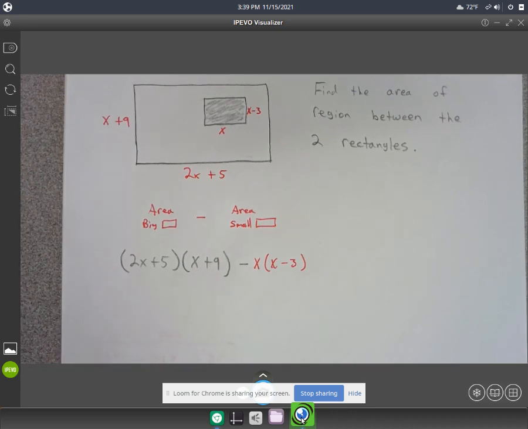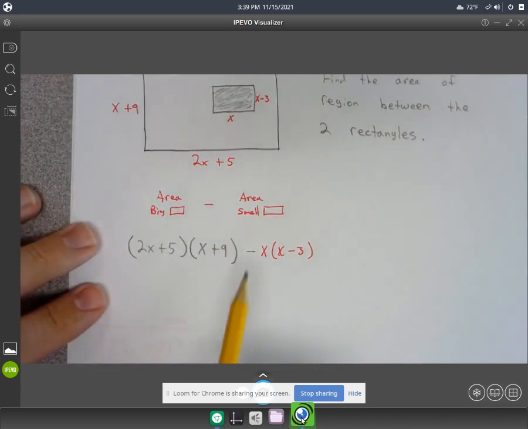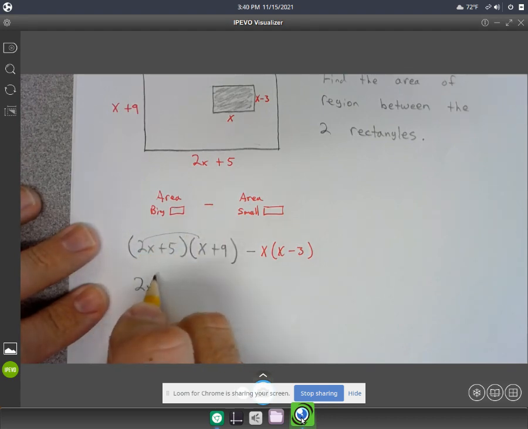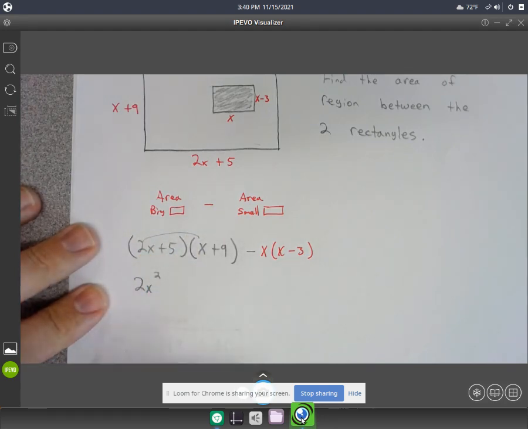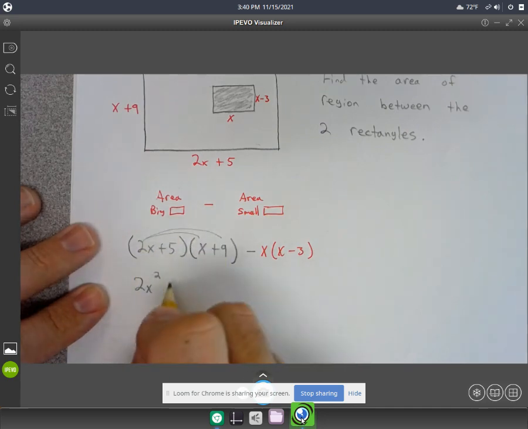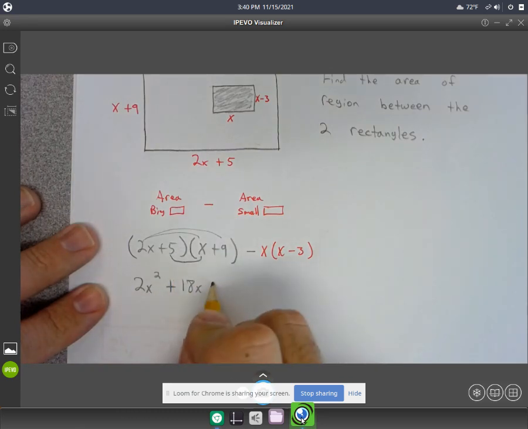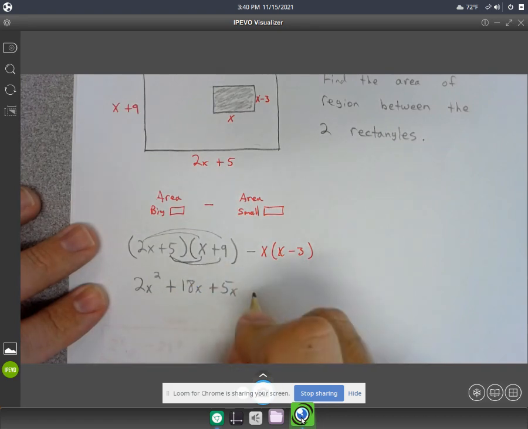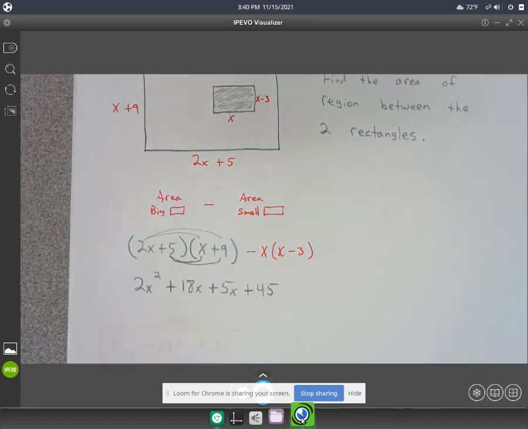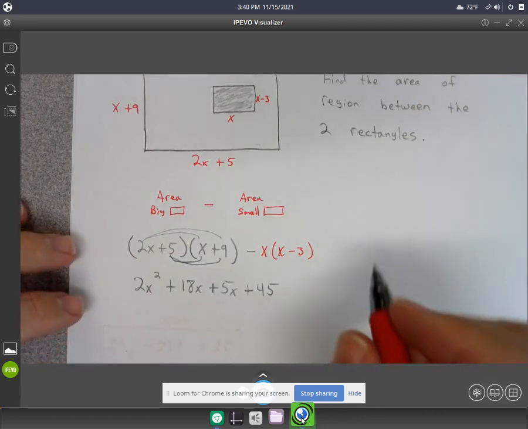Of course, we've got to do the double distributive property here. So 2x and x will make 2x squared. 2x and a 9 will make an 18x. 5 and an x. And then 5 and a 9. Cool. And then we need to subtract off this other piece.